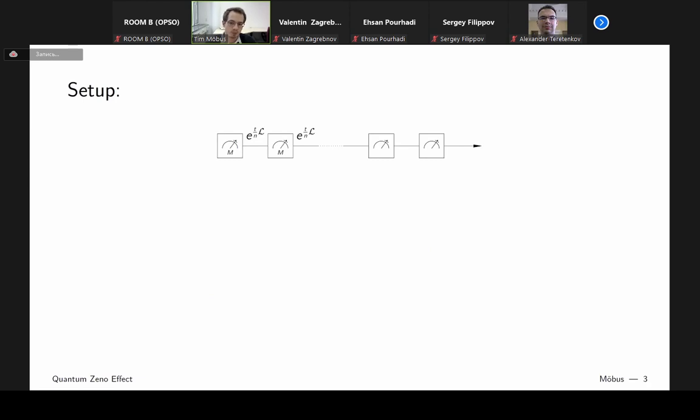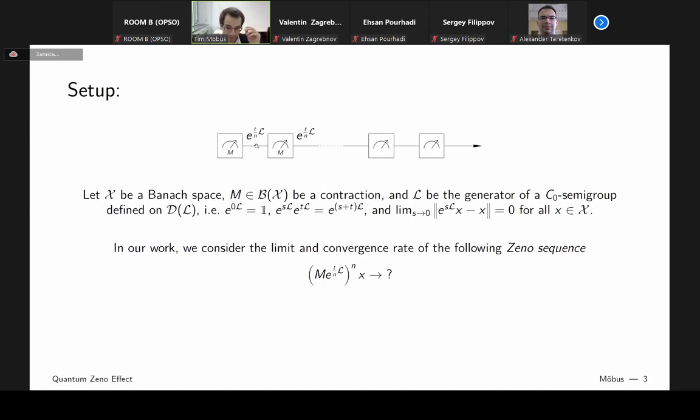So what do we have? We have this contraction operator M and the semigroup. So we assume we have a Banach space, this contraction. Then we have also the generator of a strongly continuous semigroup, so possibly unbounded. And yeah, with those properties here.